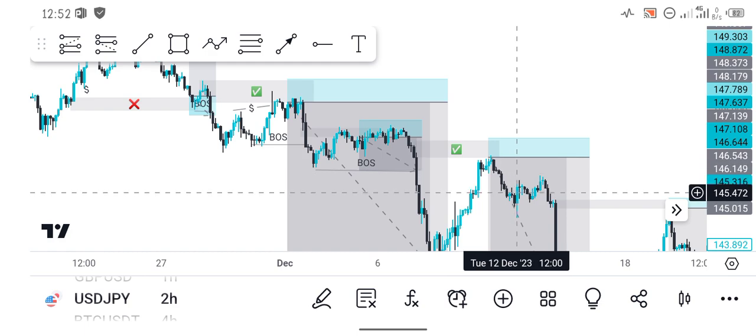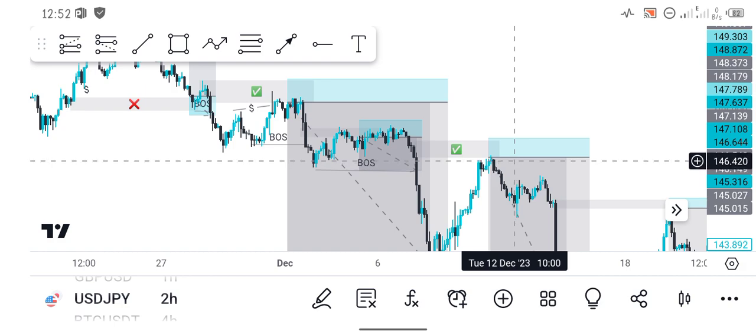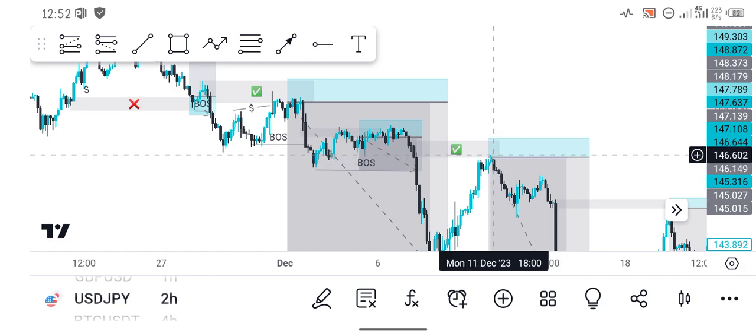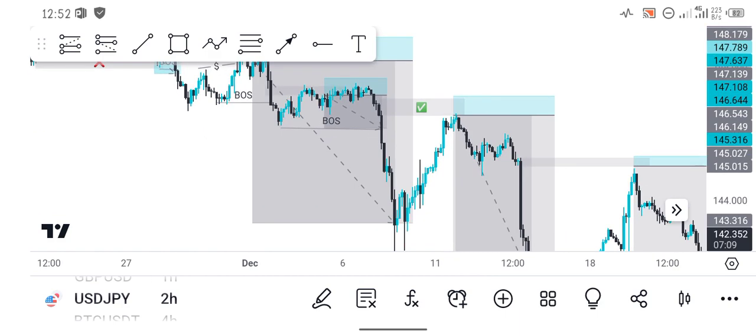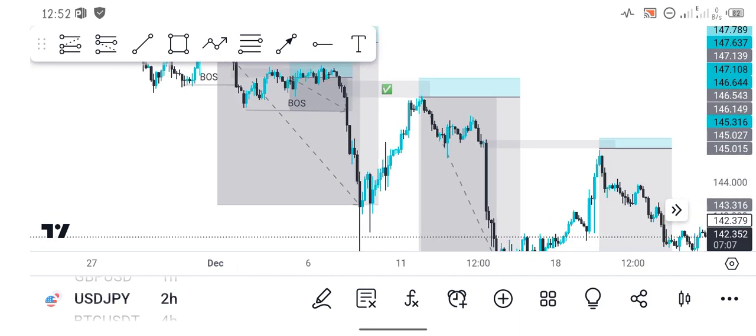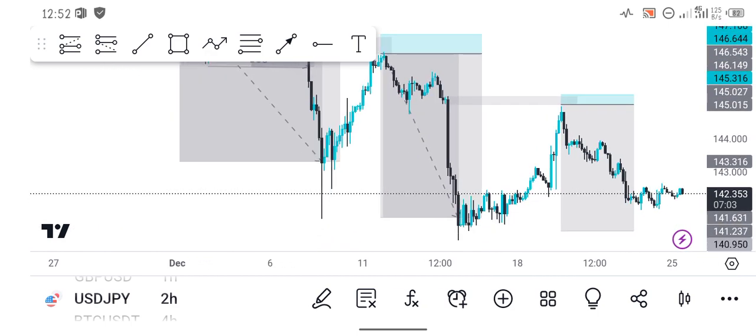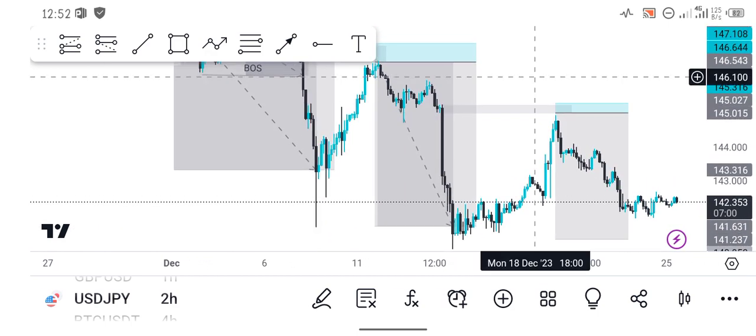Price is always bound to fill imbalances. This is one thing you must understand as a smart money trader. Price is always bound to fill imbalances, and price started heading downwards. And at this point, price came here, broke structure. Yes, it's a break of structure.